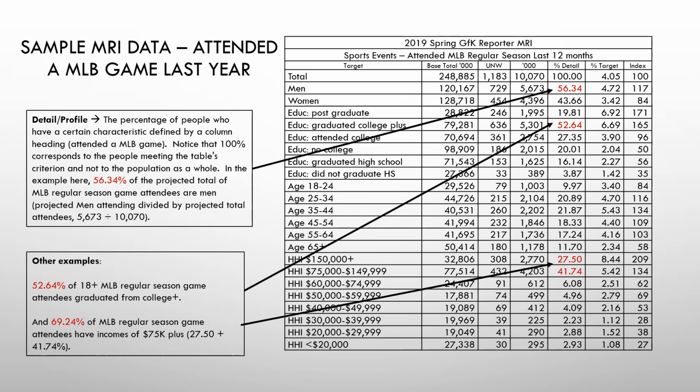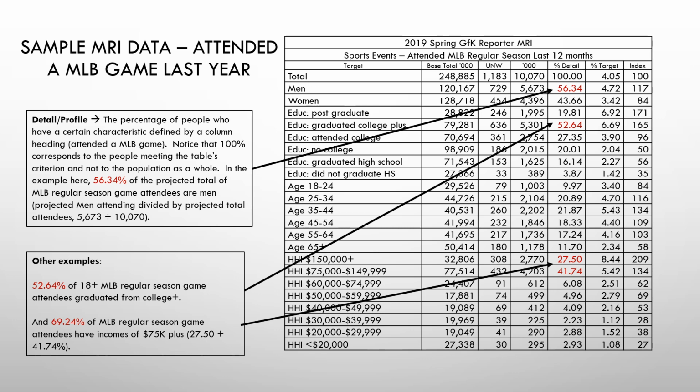In this example, 56.34% of the projected total of the people who attended a Major League Baseball game were men. And this calculation is made by dividing that 5,673 by the 10,070. If you look at the number right below that, the percent that graduated college that attended the game is 52.64%.